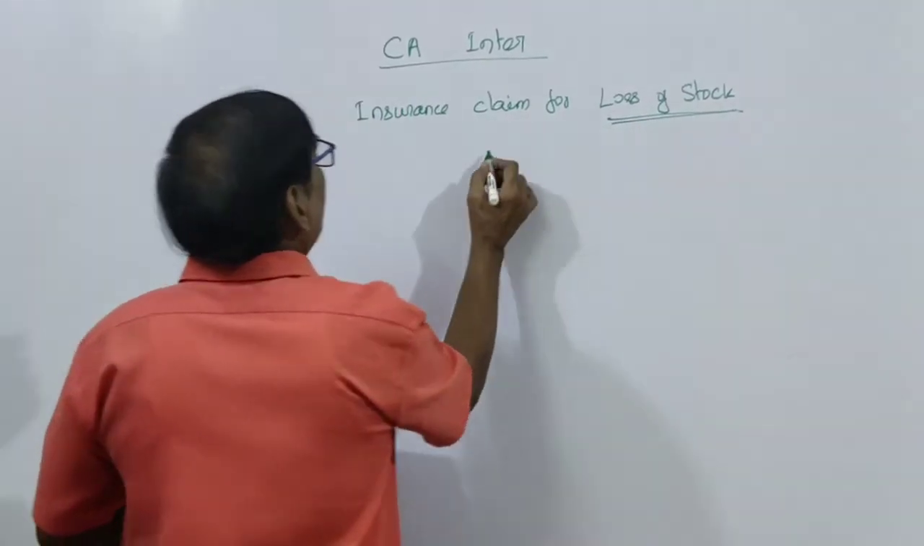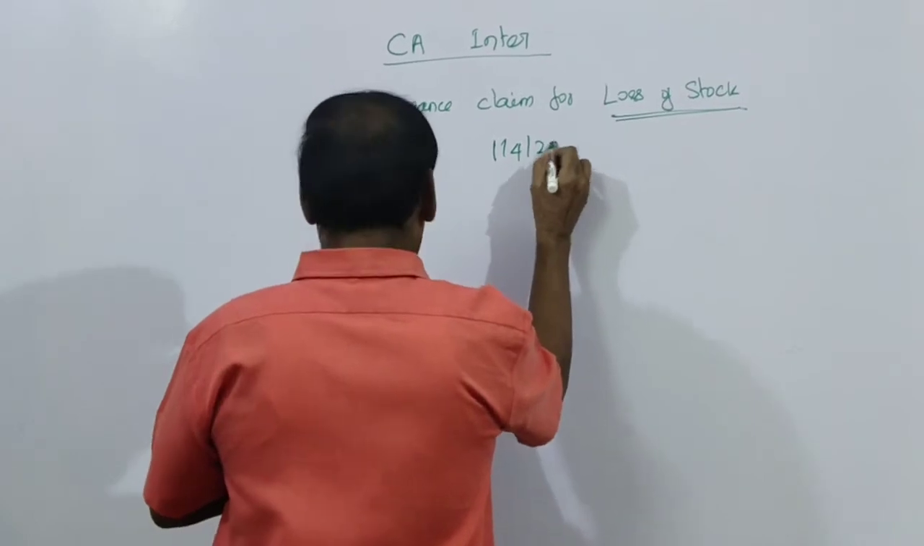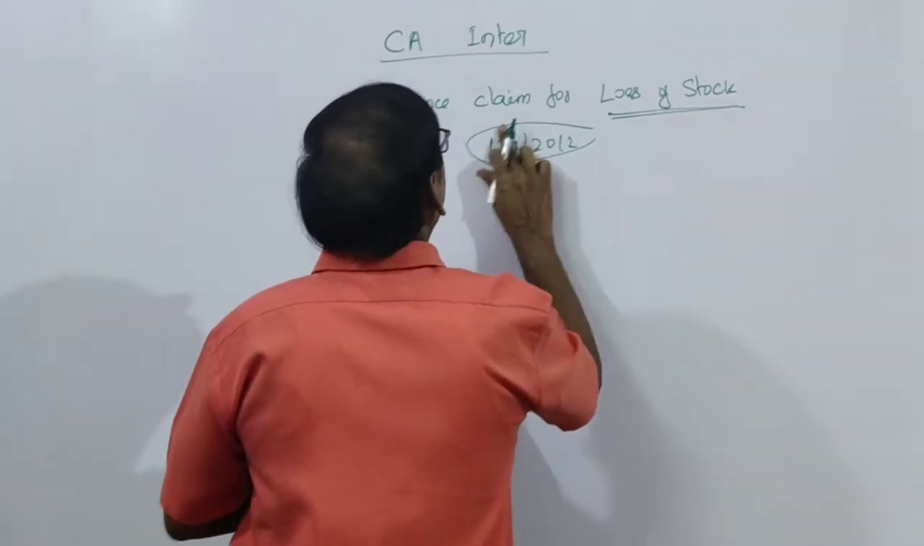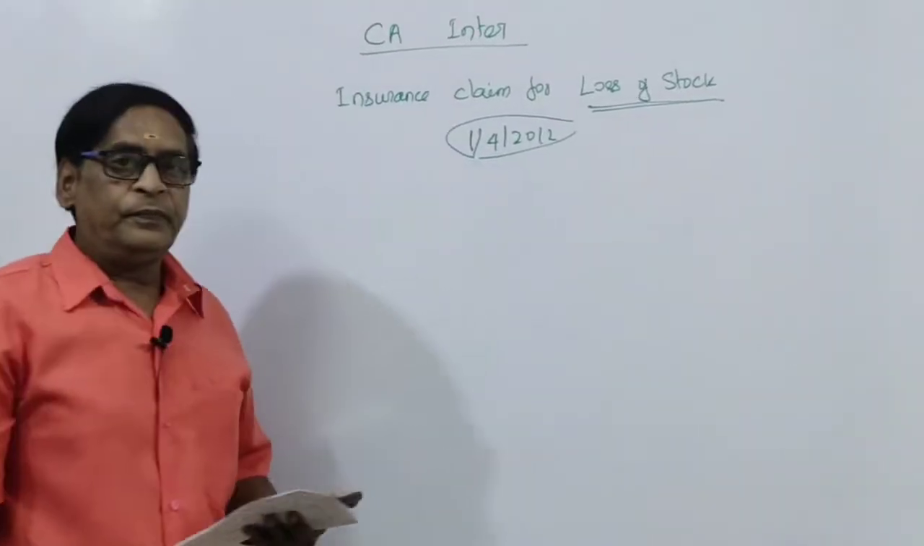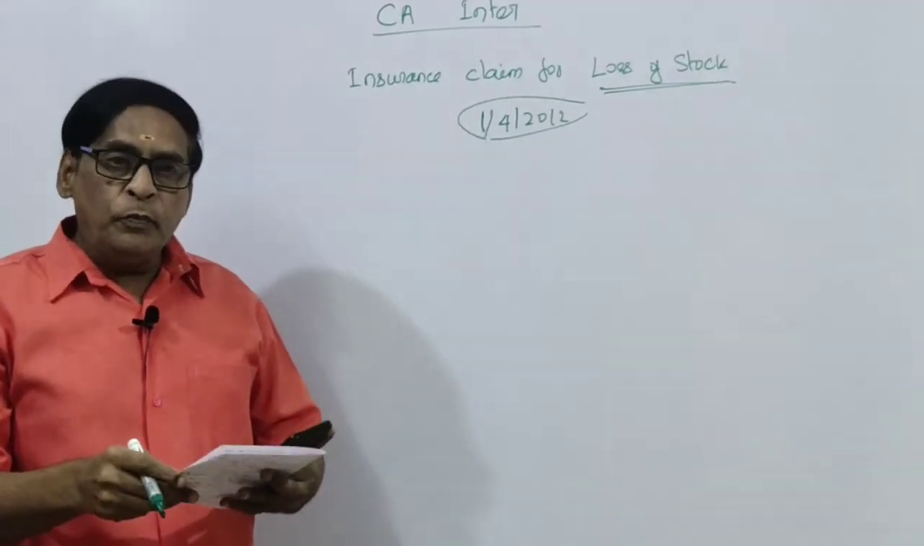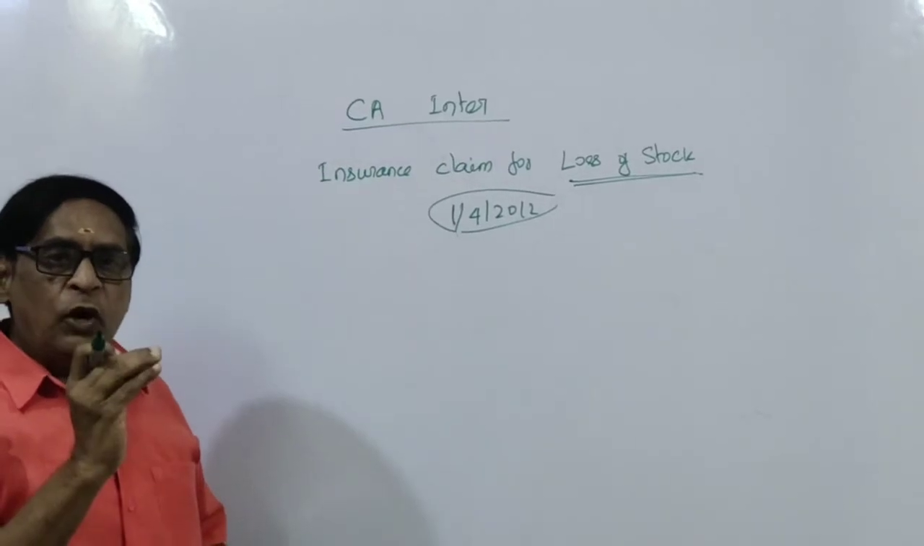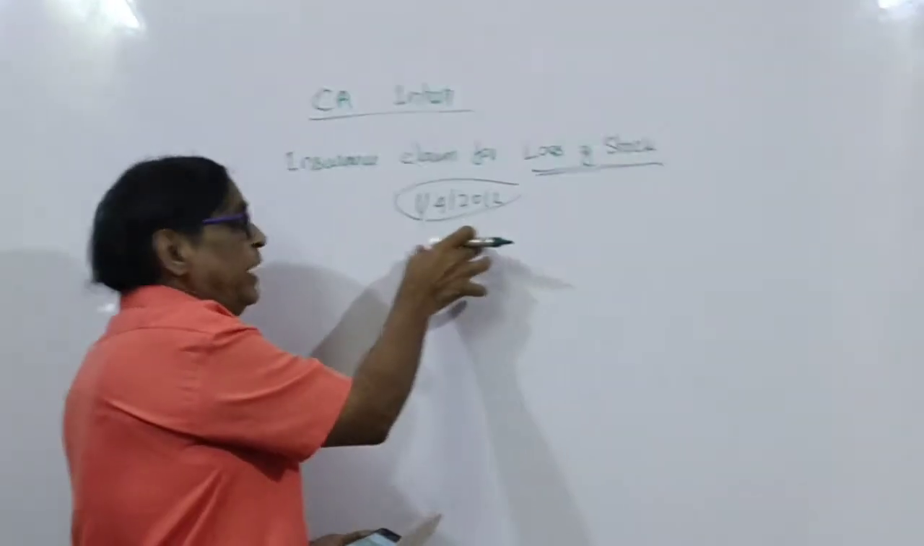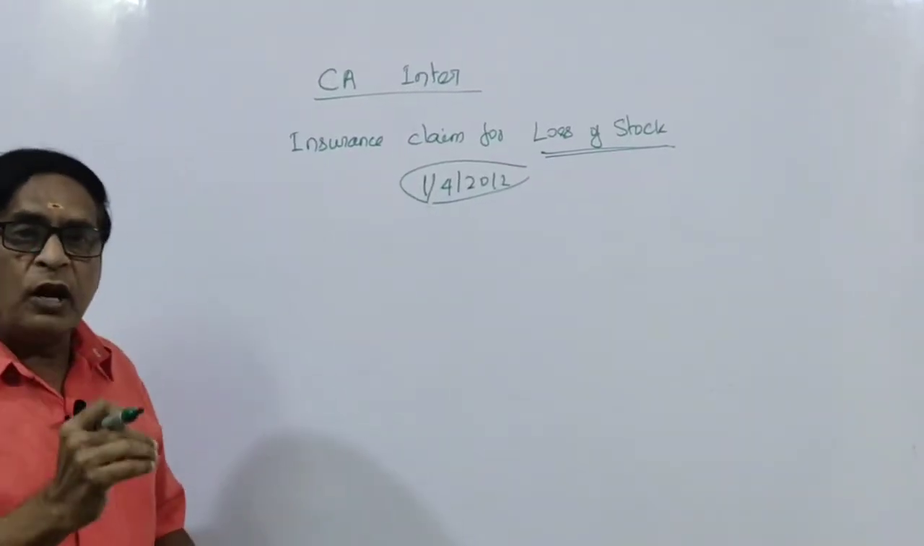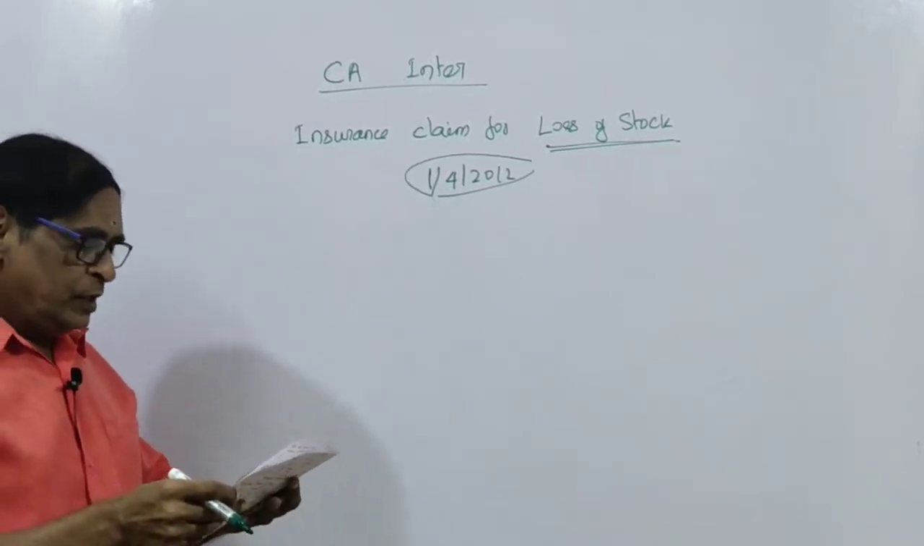Date of fire occurred: 1/4/2012. So this is the date of fire. You have to prepare, up to the date of fire, one memorandum trading account, out of which on the date of fire, what would be the stock we have to calculate first.